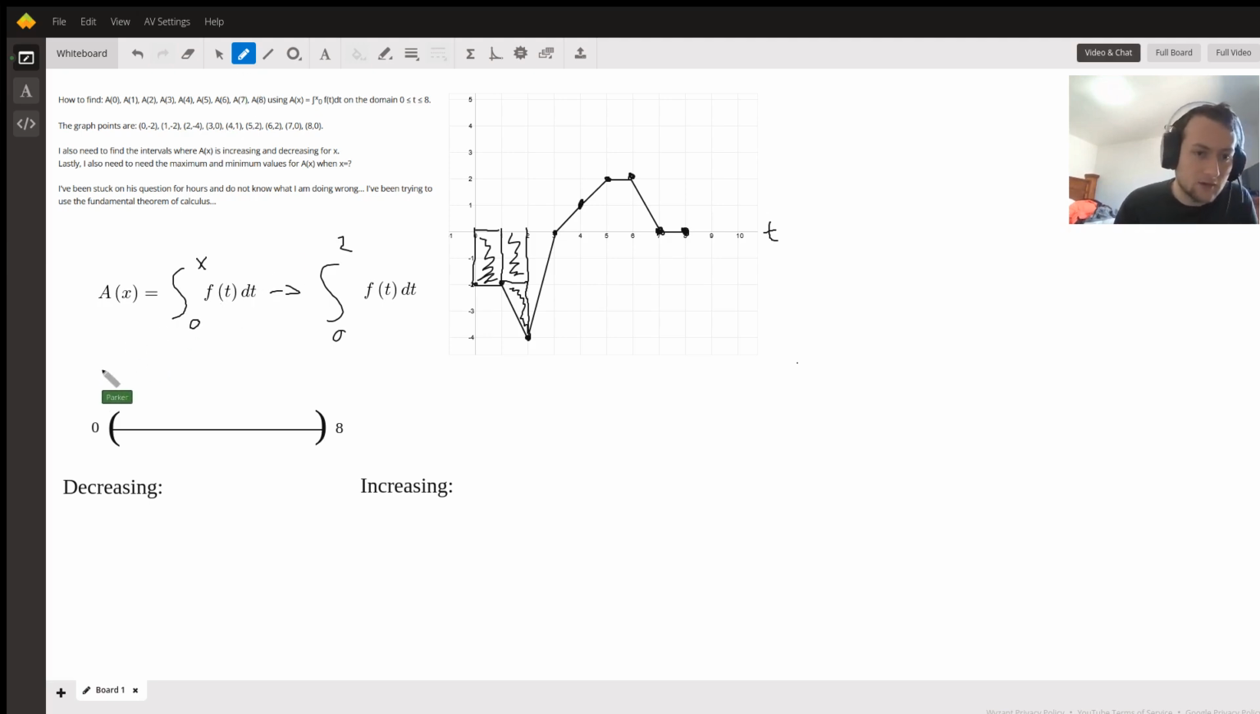So it's asking the intervals of which A of x is increasing, decreasing, min, max, all that stuff. What we have to do here is we have to take the derivative of A of x. Now, if you don't know, when we take the derivative of the integral from 0 to x of f of t, we get f of x. I can link you to somewhere that explains that, but that's a fundamental rule of calculus.